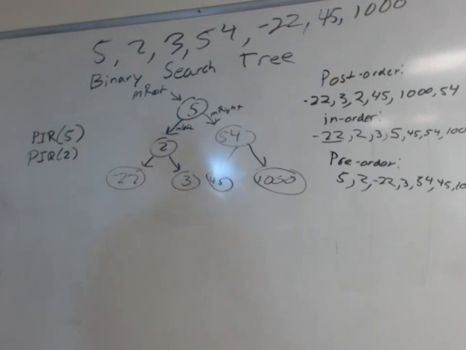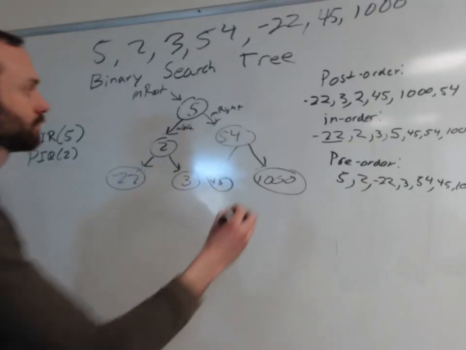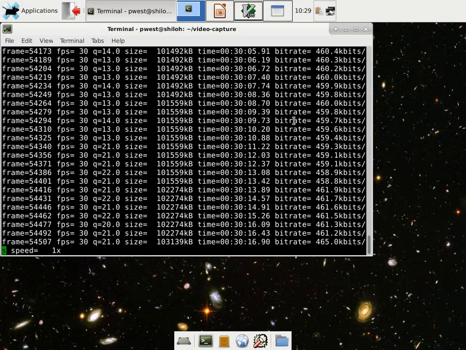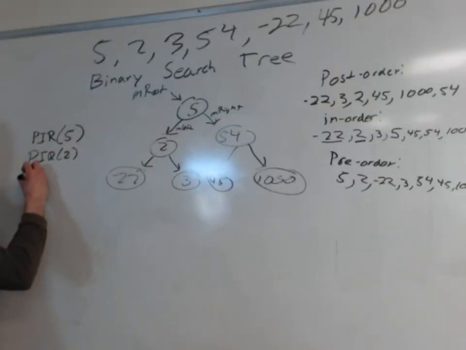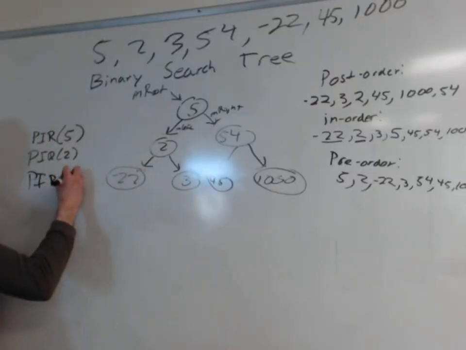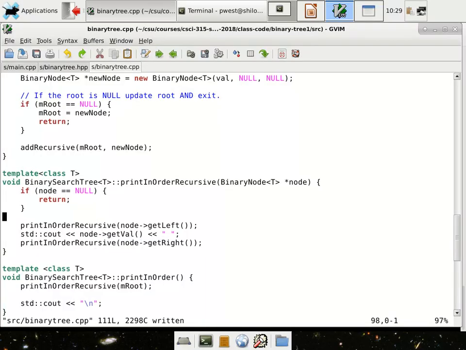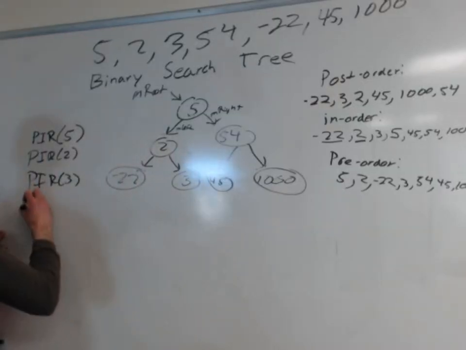Now where are we in the function call from print in order recursive 2? We just finished calling which one? The left. We just finished calling the left. So what do we do next? We print it. Then what do we do? We go to the right, which is a 3. When you're at that 3, 3 is not null, we immediately go to the left.